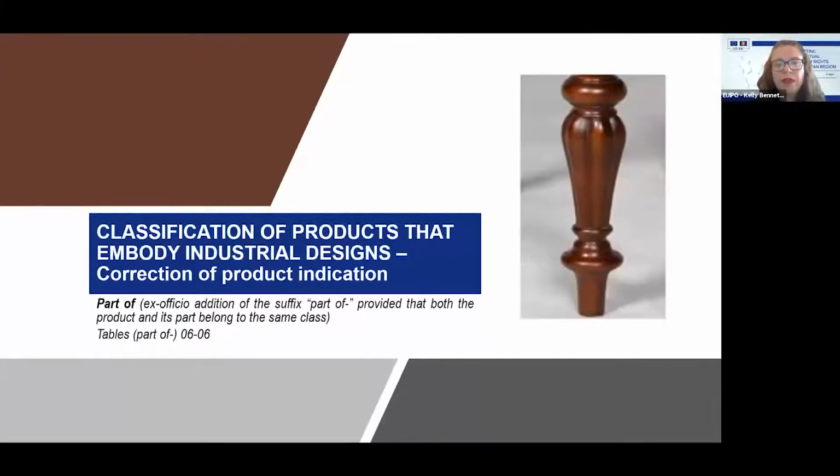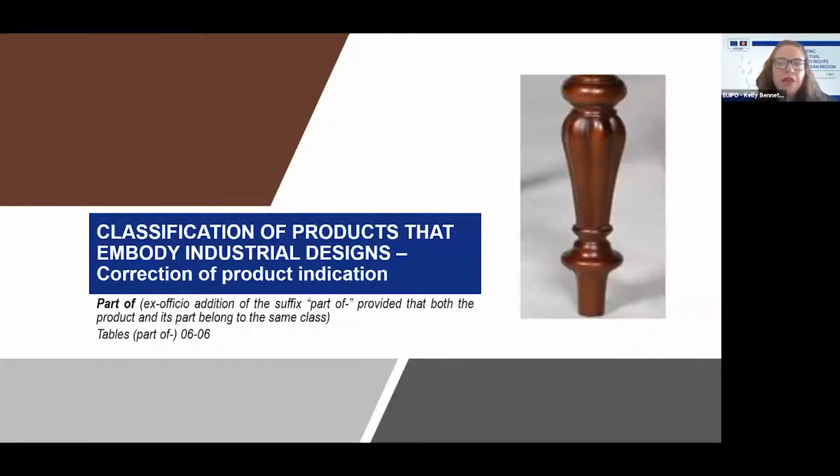Where a design represents the appearance of a part of a product, and that product as a whole is indicated in the application. So, for example, if the design is of a table leg, but the applicant specifies that the design is for tables, the examiner will replace the product indication by the indication tables (part of), provided that both the part in question and the product as a whole belong to the same class.